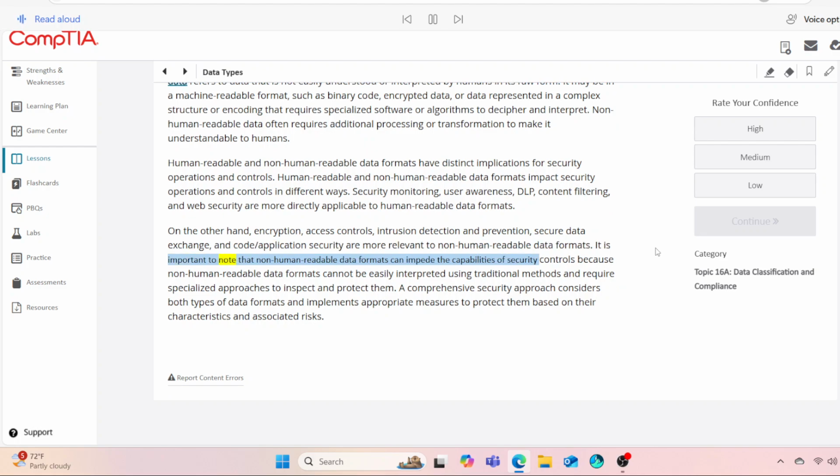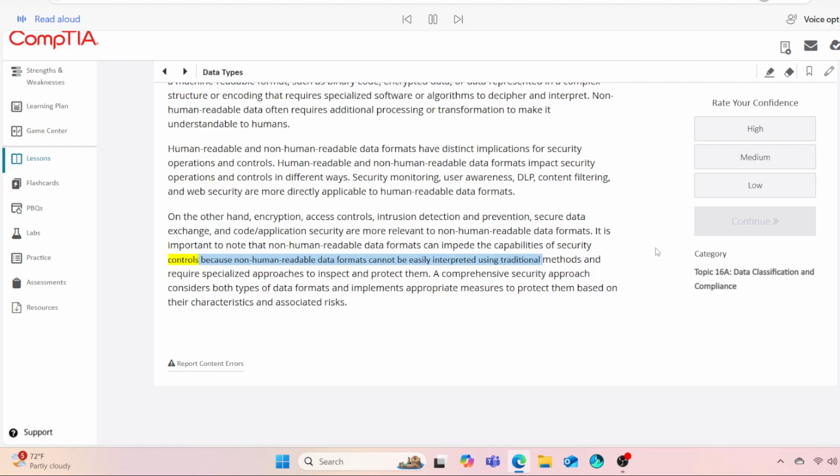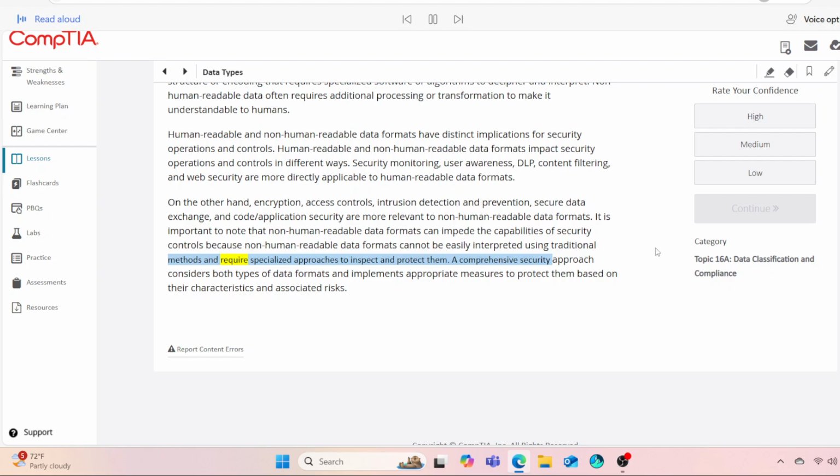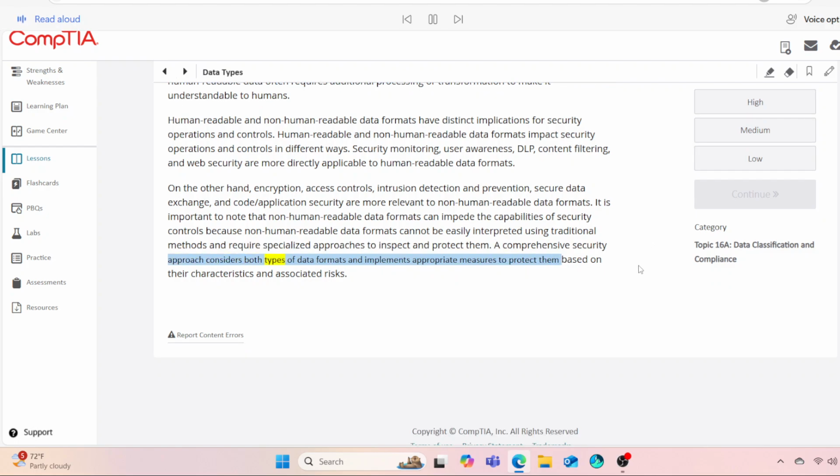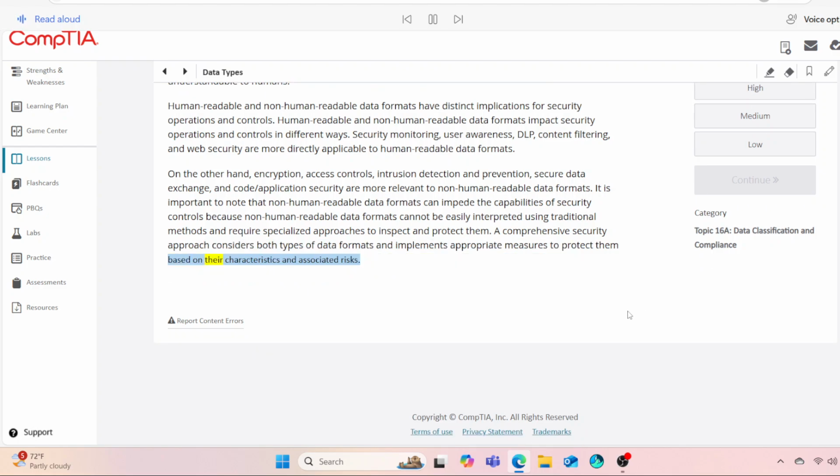It is important to note that non-human readable data formats can impede the capabilities of security controls because non-human readable data formats cannot be easily interpreted using traditional methods and require specialized approaches to inspect and protect them. A comprehensive security approach considers both types of data formats and implements appropriate measures to protect them based on their characteristics and associated risks.